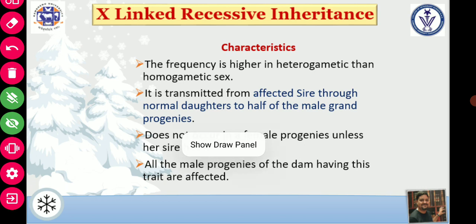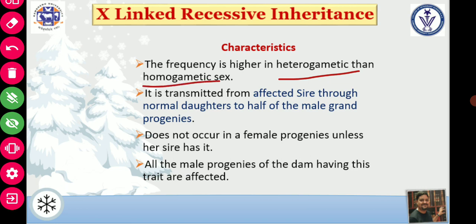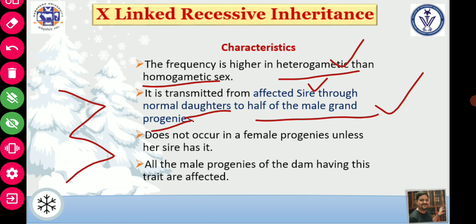Then what are the characteristics of X-linked recessive inheritance? The frequency is higher in the heterogametic than the homogametic sex. So heterogametic is male in case of animals and humans, and in case of birds, opposite. So it is higher in males. We have already seen it is transmitted from affected sire through normal daughter to half of their male grand progeny. So we have already seen crisscross or skipped generation inheritance, that is the same thing. It is written here in the form of words: it does not occur in female progeny unless the sire has it. Female progeny will get the disease only from its sire. So if the sire is normal, female progeny are safe.